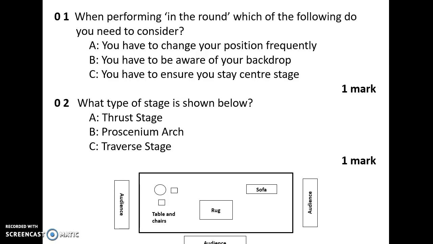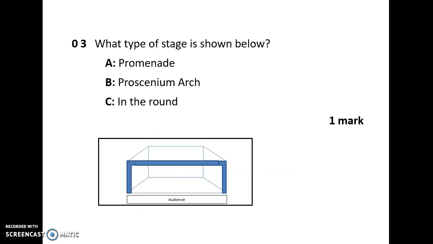So, number one, when performing in the round, which of the following do you have to consider? Let's have a read of them. Okay, number two, what type of stage is shown below? So is it a thrust stage, a proscenium arch stage, or a traverse stage? I think I'm moving, there we go. And then question three. What type of stage is shown below? Is it a promenade stage, a proscenium arch stage, or theatre in the round?